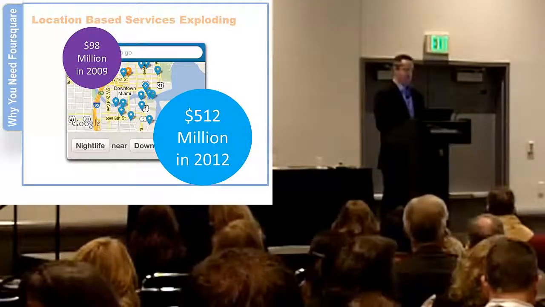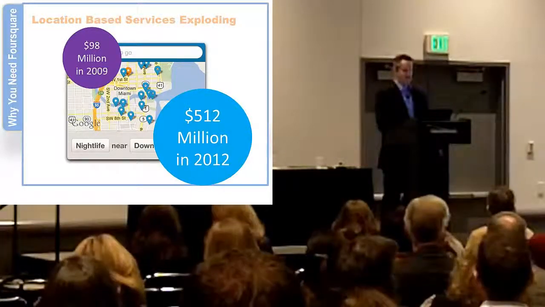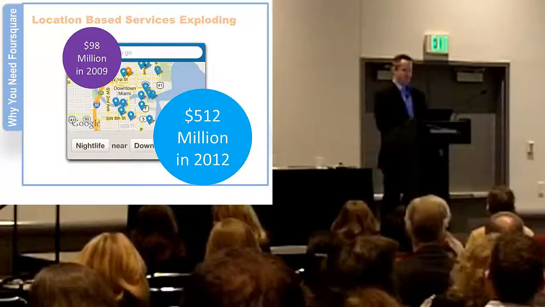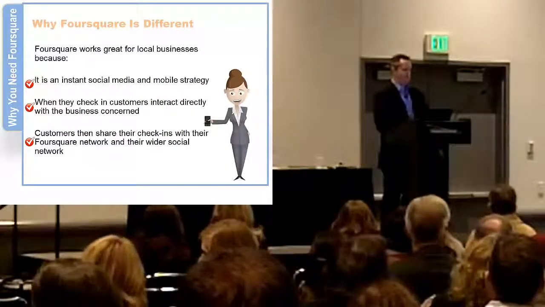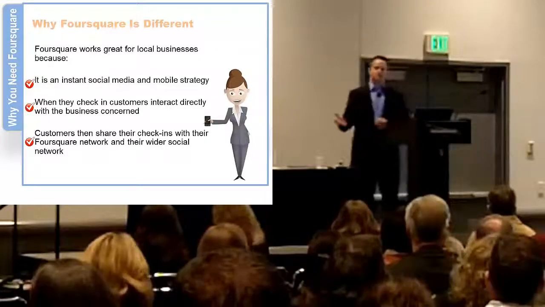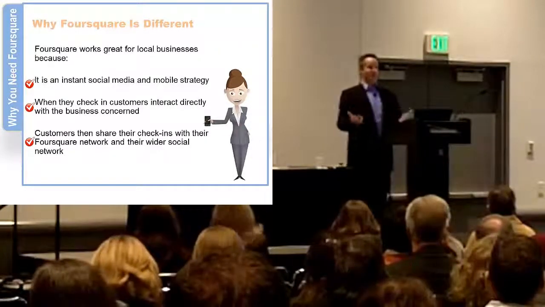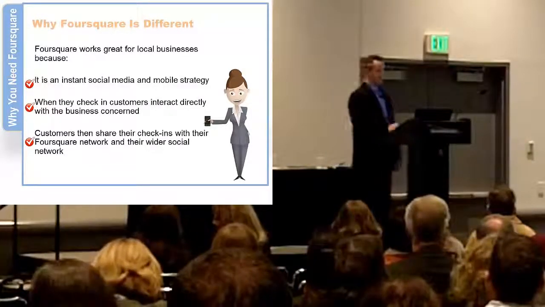512 million in 2012. And that's not shrinking. That's continuing. These are some pretty darn big numbers. Why is Foursquare going to be different? It's an instant social media mobile strategy. You have to figure out how to make sure mobile and social media are all right there. We already built it for you. It's in place, ready to go.